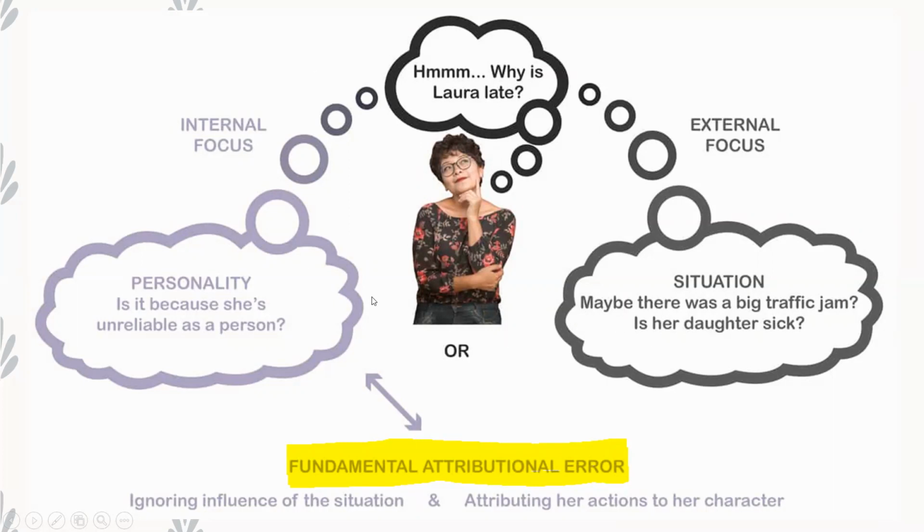The fundamental attribution error is when this boss or this employer ignores the influence of the situation. So basically says, stuff all of that, I don't care about that, and she only focuses on Laura as a person. So Laura's late because she's unreliable, because she's disorganized, because she's not dedicated to her work. So she's really ignoring the influence of the situation and attributing Laura's being late to work to her character or her personality. Okay, so that's the fundamental attribution error there.